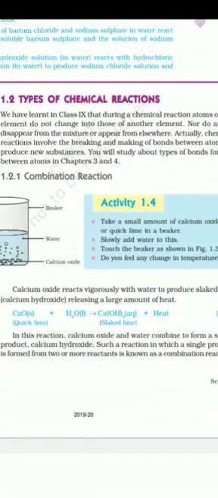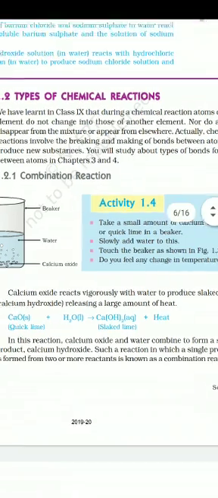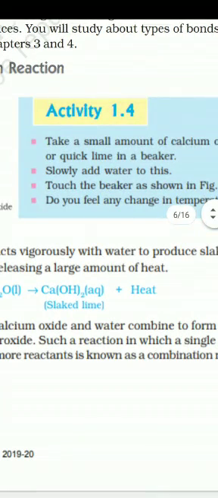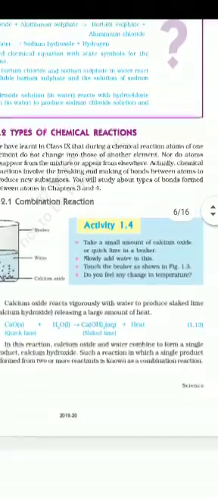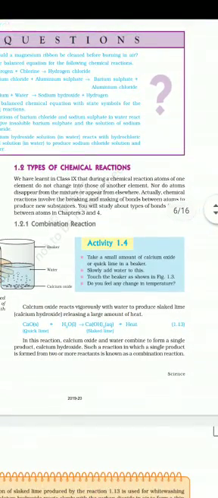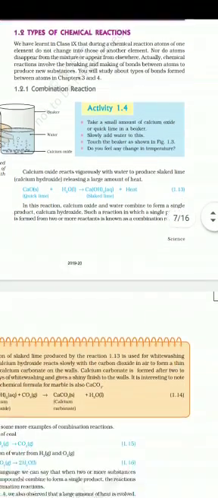Calcium oxide, CaO, plus water, H2O, solid (s), liquid (l), gives Ca(OH)2 and releases heat. Children, here the heat is mentioned, the heat is released. Children, the reaction in which heat is released is also called an exothermic reaction. Now, in this reaction, the calcium oxide and water combine together to form one product, calcium hydroxide. Such a reaction in which a single product is formed from two or more reactants is known as a combination reaction.